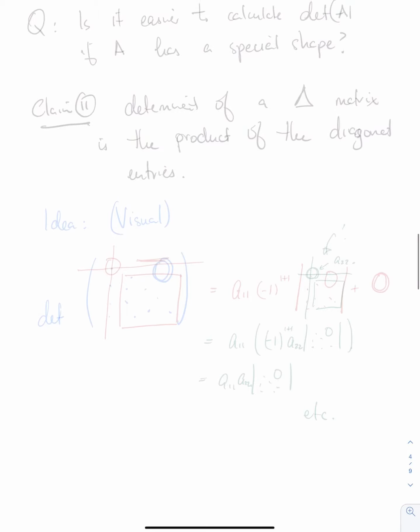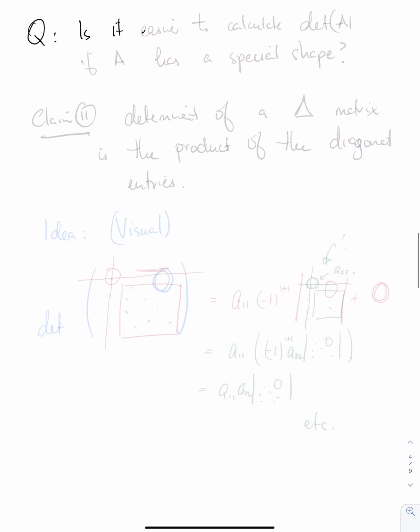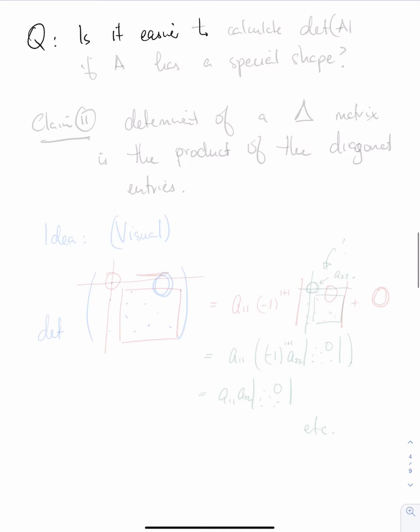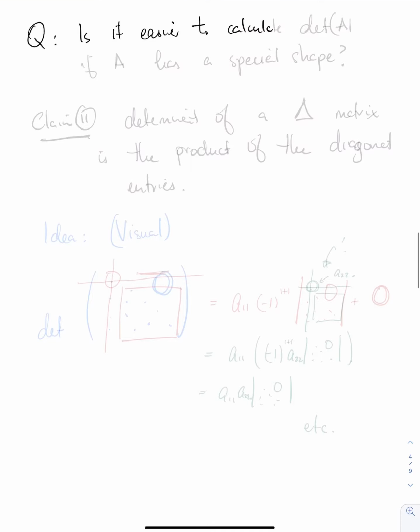So we've proved something about determinants and how they interact with taking the transpose. Let's ask another kind of question. Is it easier to calculate the determinant of A if A has a special shape? Let me make this clearer.